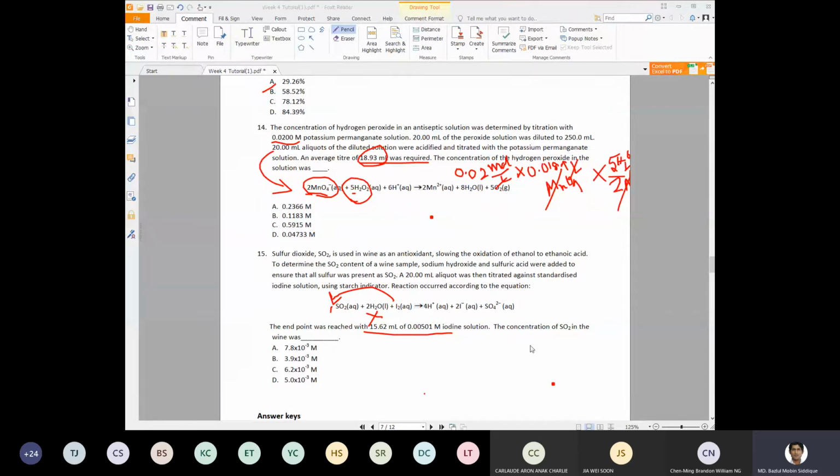12 said oxidation, 4 said reduction, 5 said both, and 4 said none. Okay, now the thing is, why is it oxidation? Because we see that here it was -1, right? On the left, the oxygen charge.